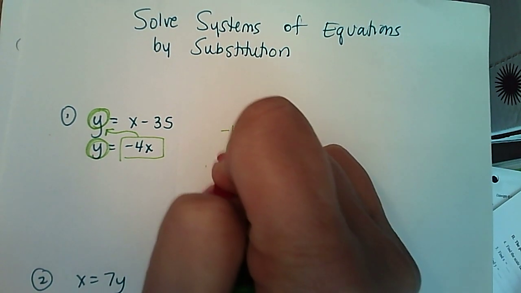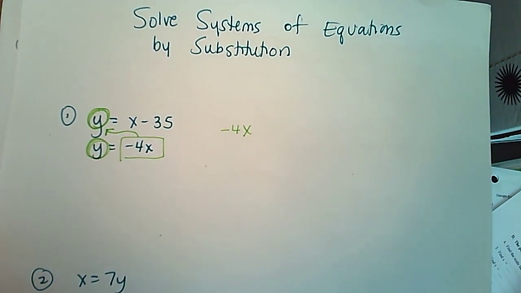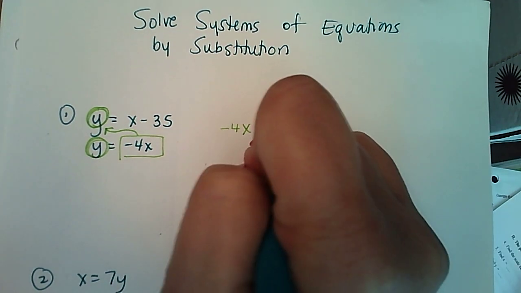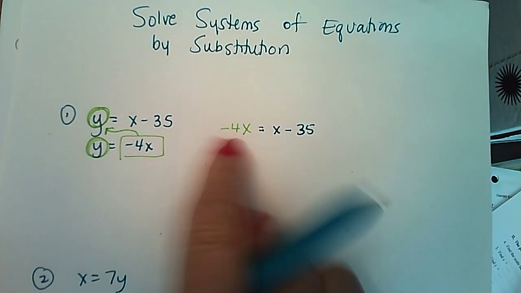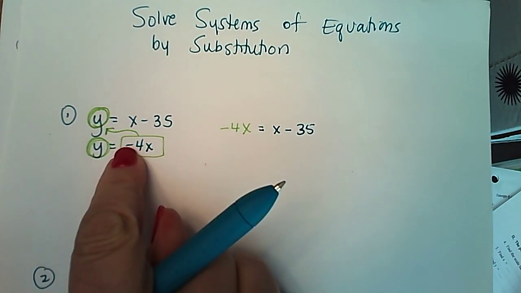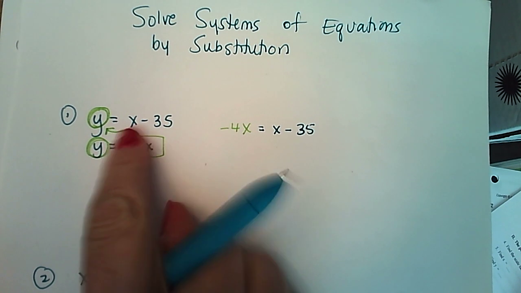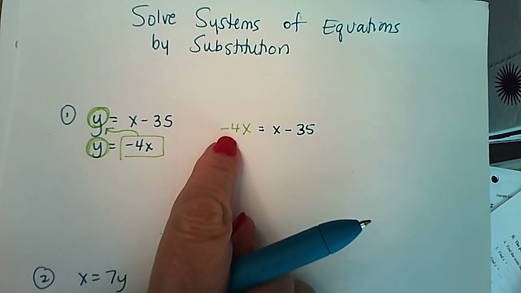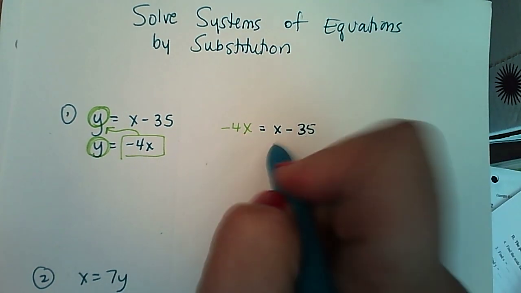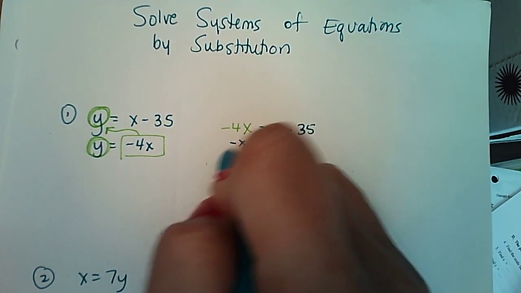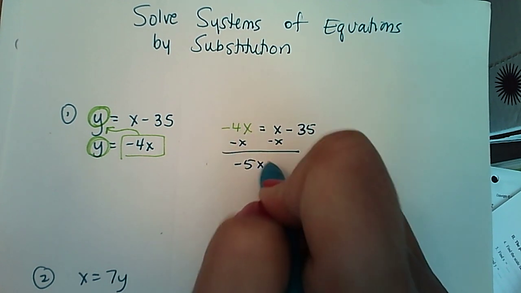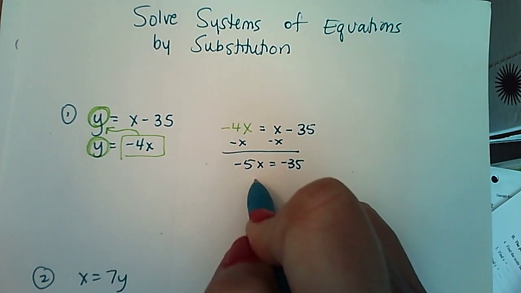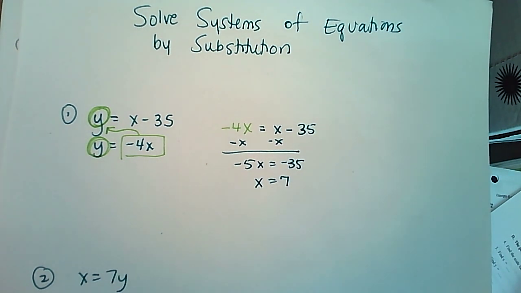So I can have negative 4x equals, where's my pen? Sorry, equals x minus 35. This negative 4x was what y equaled down here. I just shoved it in its place, and now I can solve. Now I can solve for x, actually. So I can subtract x from both sides. Negative 4x minus x is negative 5x equals negative 35. So now my x equals 7.